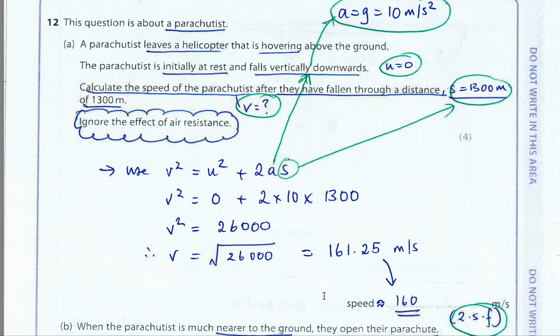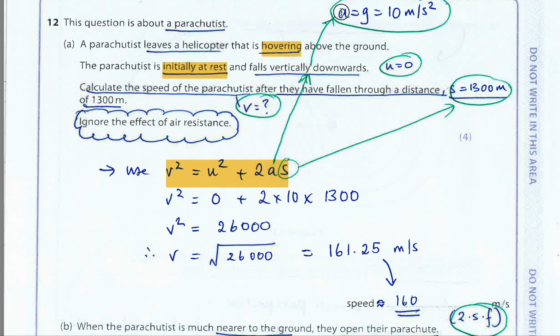The question 12 is about a parachutist jumping out of a helicopter. It's hovering above the ground. Again, they want you to use the equation v squared equals u squared plus 2as. So we have to look for where it falls. So it's initially at rest. Obviously, when you jump out of the helicopter in the vertical sense, it was hovering. That means it wasn't moving up and down, so it was keeping its height. So when the parachutist jumps out, initially they will be at rest, and then fall vertically downwards.